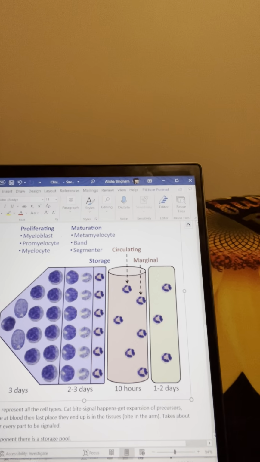So again, here's our pyramid. I'm going to show you. Here's our pyramid, what I was talking about. The pyramid represents all the cell types. So if a cat bite happens, signals happen, and then you get the expansion of precursors that finally arrive at the blood, and the last place they end up is in the tissues, where they get fixed. It takes about 5 days for every part to be signaled in this pyramid. The largest component there is the storage pool.